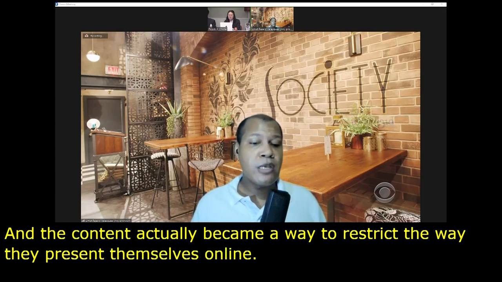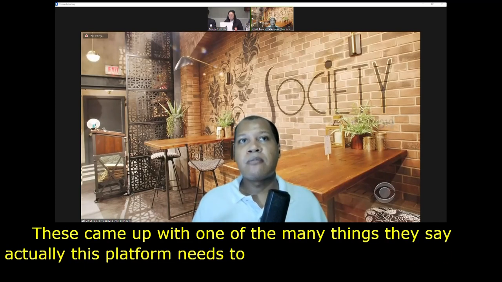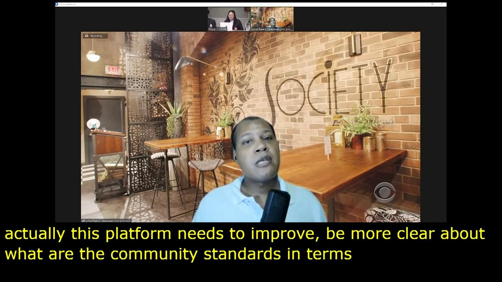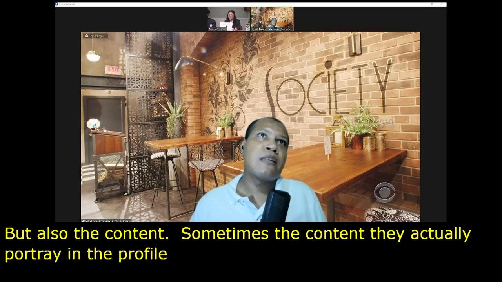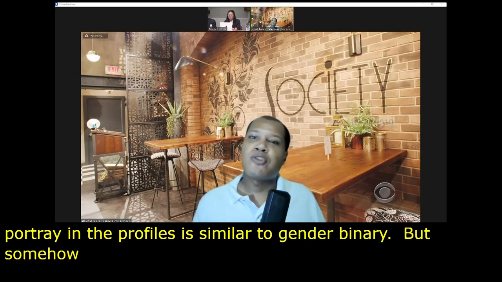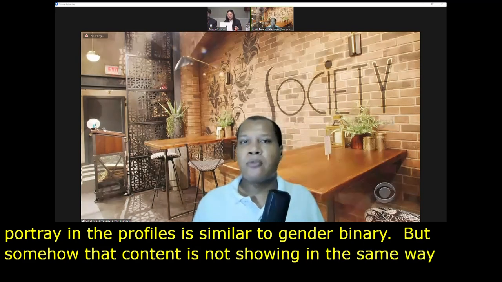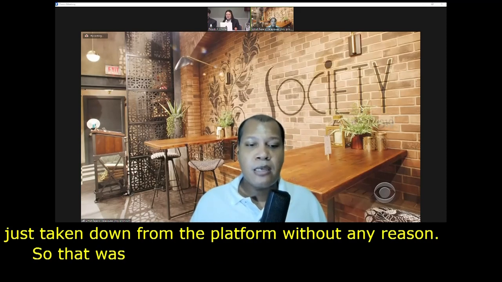This came up with one of the many things they say this platform needs to improve, and be more clear about what the community standards are, in terms of not only language, but also the content that they allow there. Sometimes the content they portray in the profiles is so similar to the gender binary, but somehow that content is not showing in the same way, or it just stays down on the platform without any reason. That was one of the many things that they say.